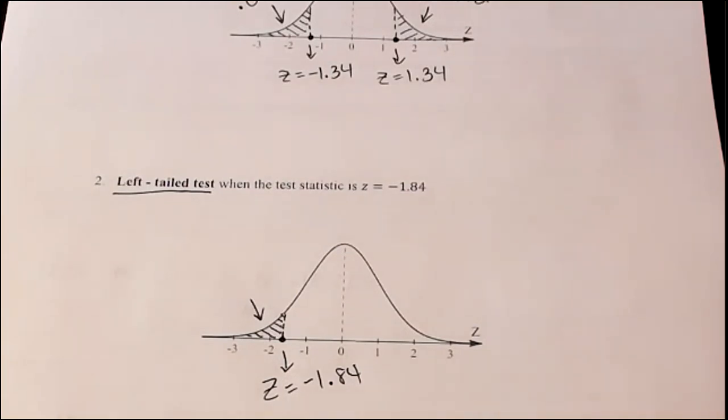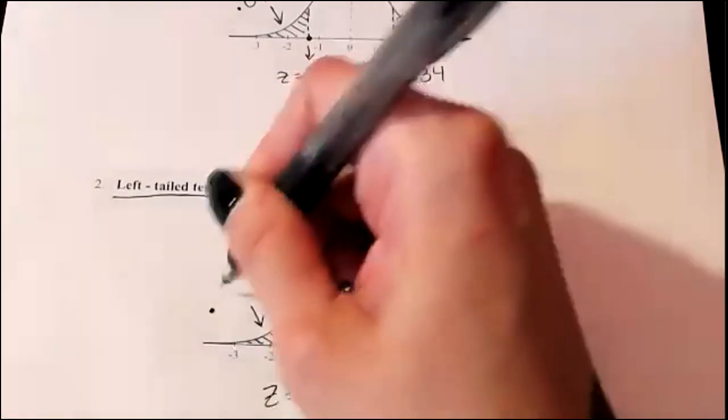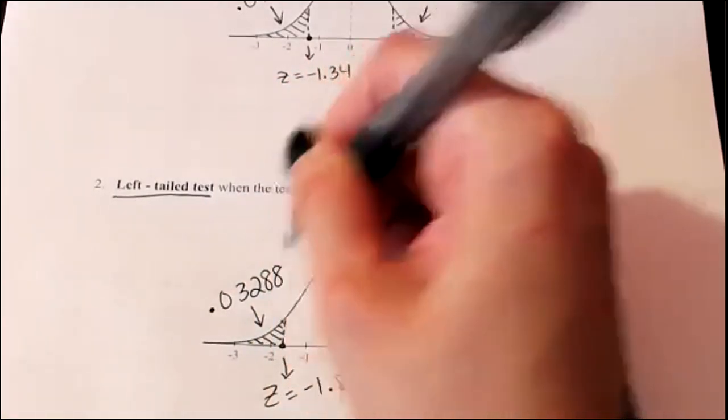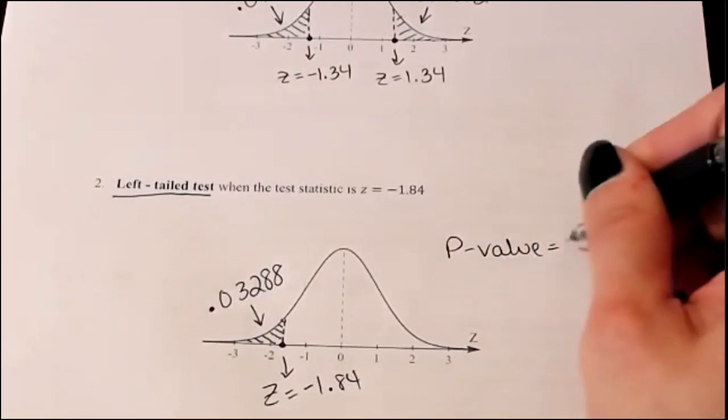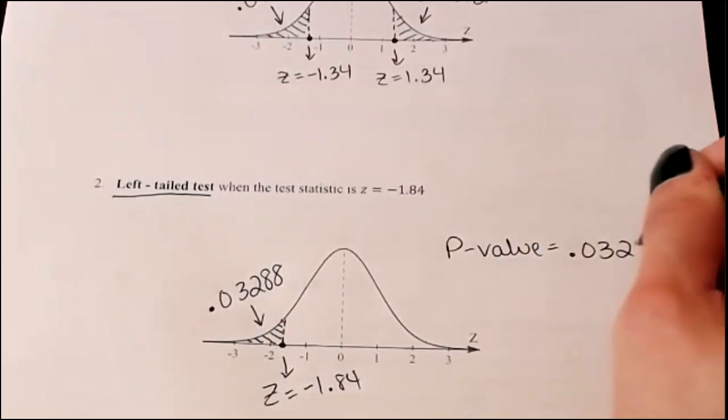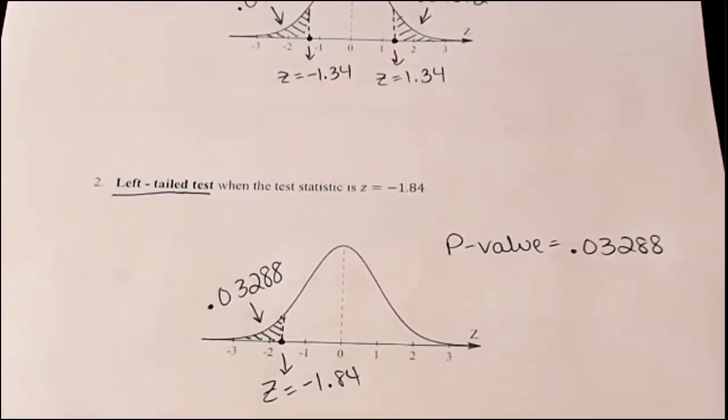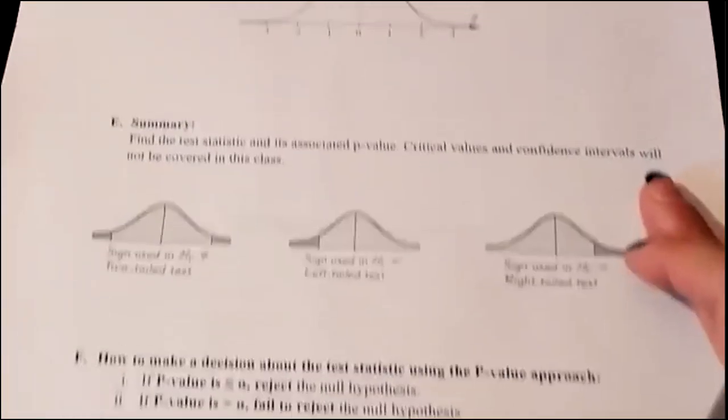Leah, perfection. Emma, perfection. So we see that it is 0.0, Nick, excellent, 0.03288. So we will write that our p-value is equal to that. 0.03288. Isn't it so wonderful that we're still using the same stuff that we've been looking at this entire time? It doesn't go away. That's the beauty of math. Let's go ahead and turn the page. Let's look at another one.